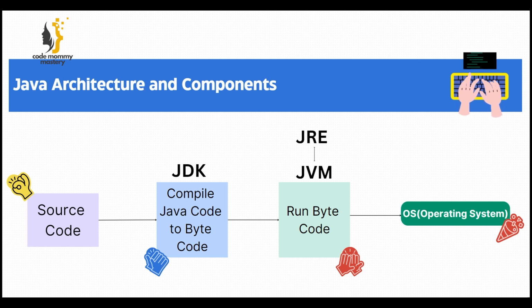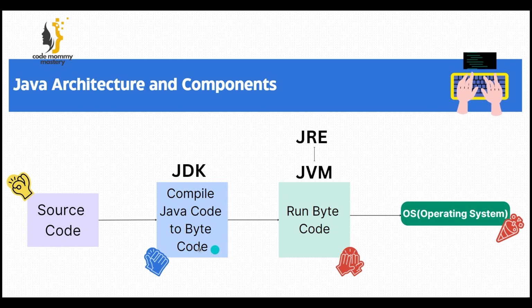The JRE contains the Java virtual machine, along with essential libraries and components needed to run Java applications. The JVM is responsible for executing Java bytecode, which is the compiled form of your source code. Lastly is the operating system. The JVM interacts with the operating system to execute the Java program. It abstracts the underlying hardware and provides a platform-independent execution environment for Java applications.